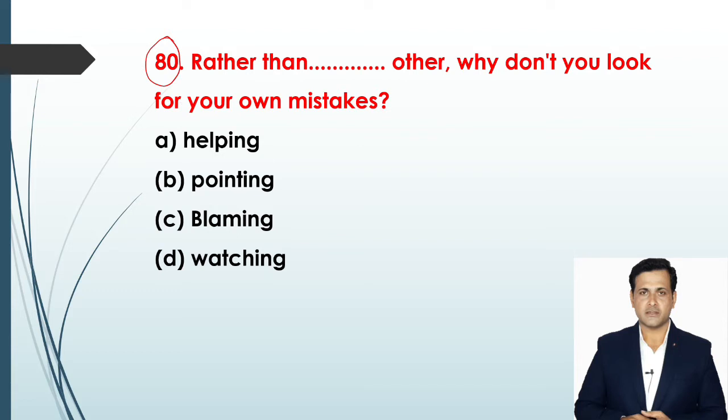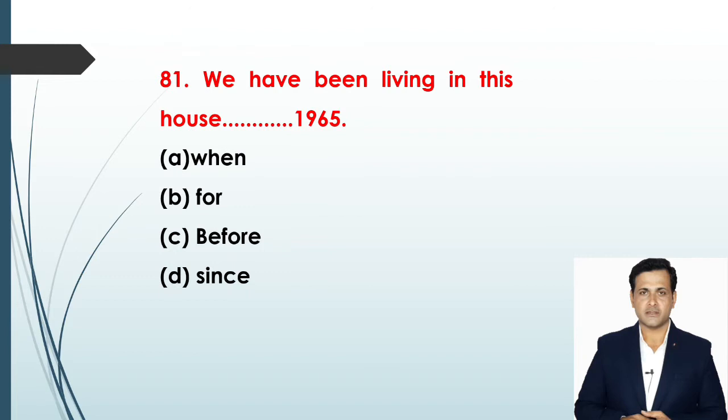Here we have option C: rather than blaming. Next question. We have been living in this house dash: when, for, before, and since. Since is the correct answer, because since is used to say an exact point of time.